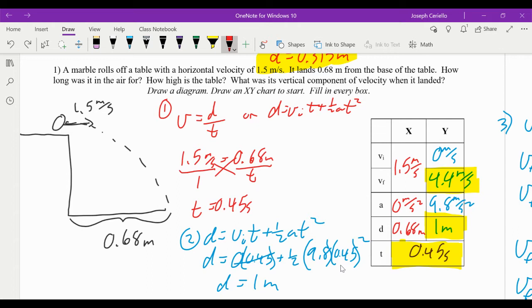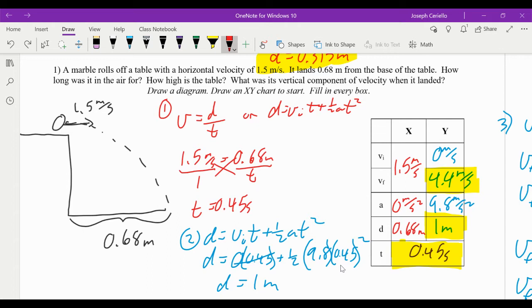Again, we got 3 free givens here. We know the initial velocity in the y direction is 0 for any horizontal projectile. We know that the acceleration in the x direction is 0 for any projectile. We know the acceleration in the y direction is 9.8 meters per second squared for any projectile.